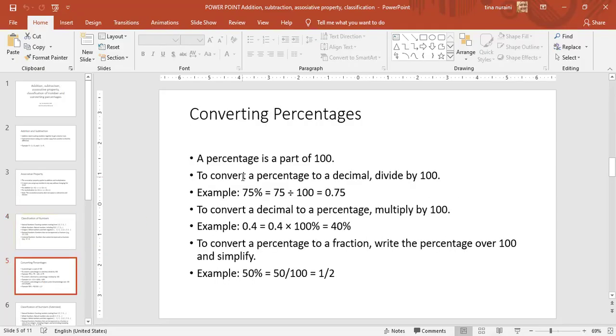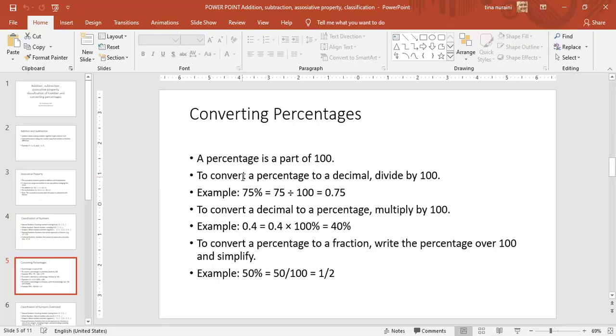The next is converting percentage. A percentage is a number out of 100. If you want to convert a percentage to a decimal, divide by 100. That is the standard pattern. So for example, 75% divided by 100, the result is 0.75.